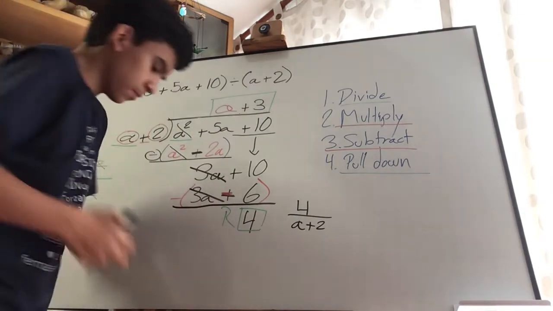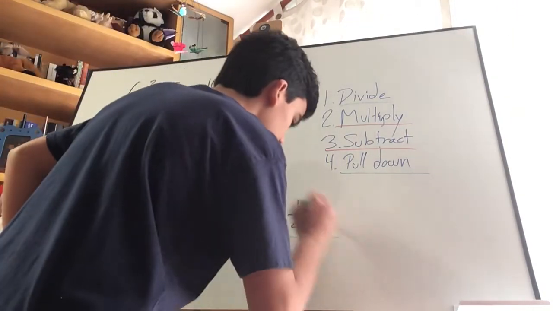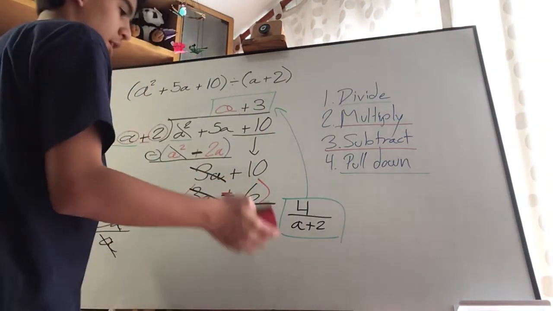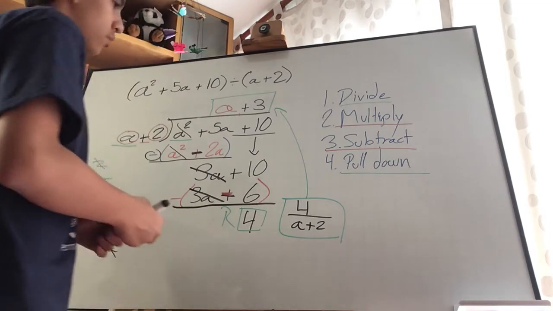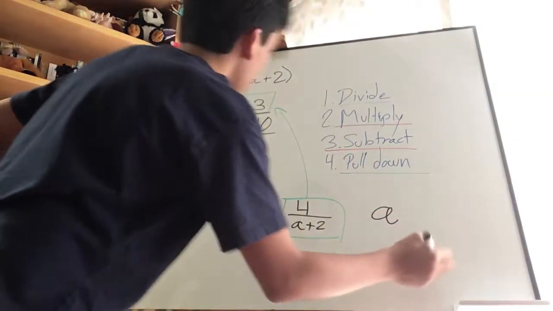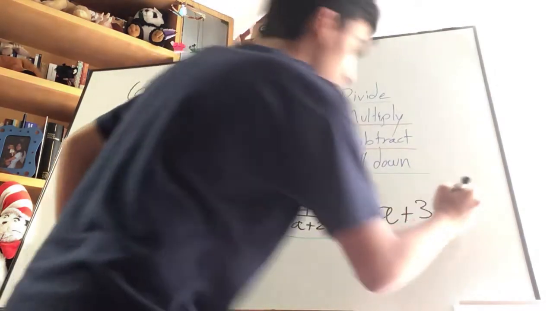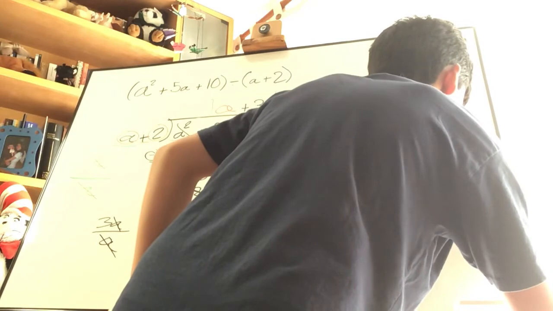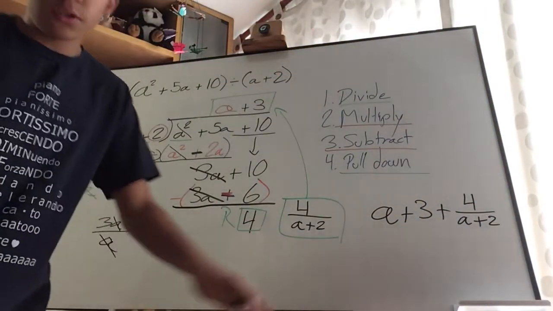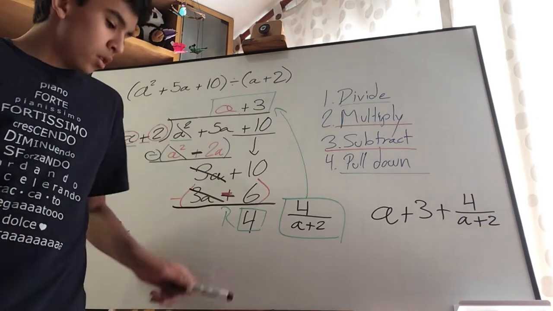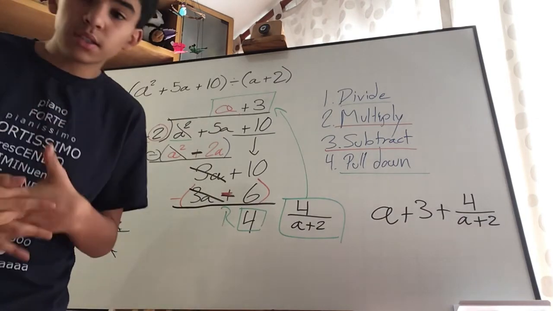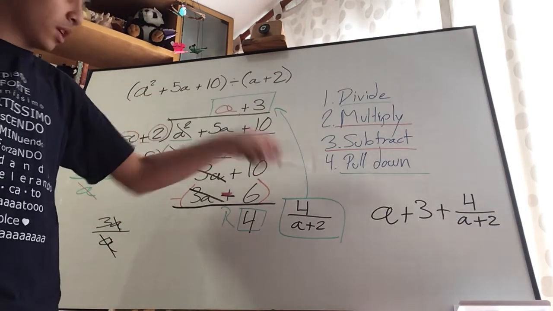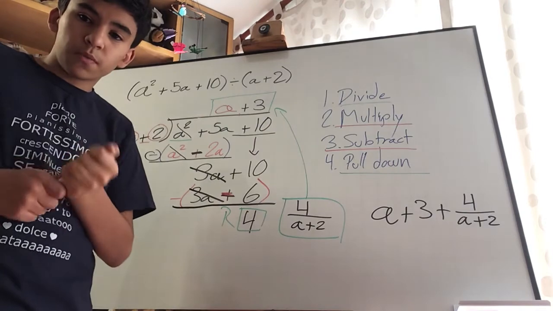And it's that simple. And now we can put this over here, which gives us a final answer to this exercise of a plus 3 plus 4 divided by a plus 2. There's no need to put parentheses here. So remember that when you're doing this type of problem, you have to follow these 4 steps: divide, multiply, subtract, and pull down. Those are our 4 steps that you must follow.